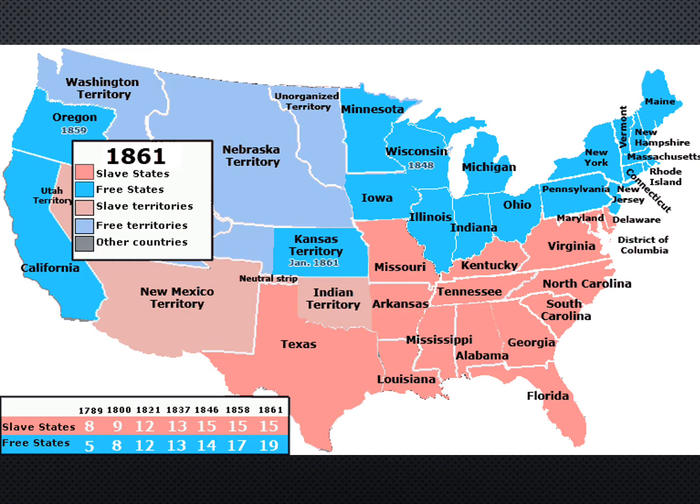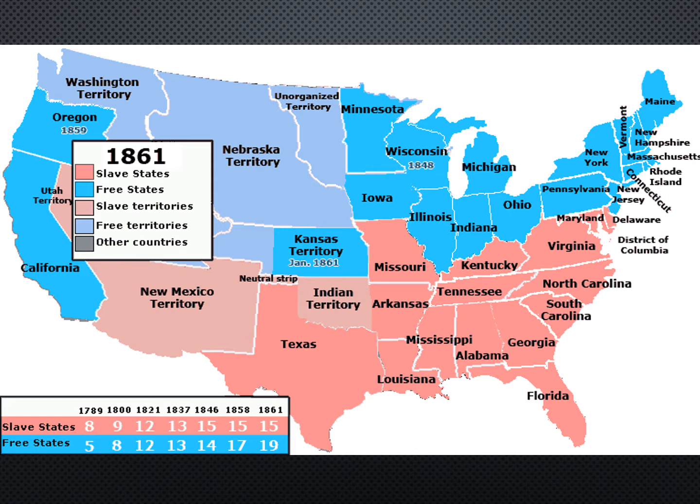So this is a map of 1861 of the United States. And do you guys know what's happening in 1861? Or had just started, a major event in the United States? Right, it's the Civil War. So the Civil War had just started.